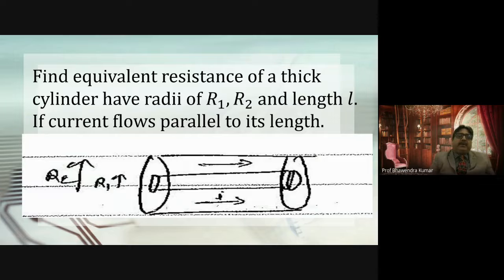We have to find the equivalent resistance of a thick cylinder having the inner radius of R1, as you can see in the diagram here, outer radius of R2, as you can see in the diagram here, and the length is L, as you can see in the diagram here. If the current is parallel to its length, it means the current is flowing like this, then what will be its resistance?